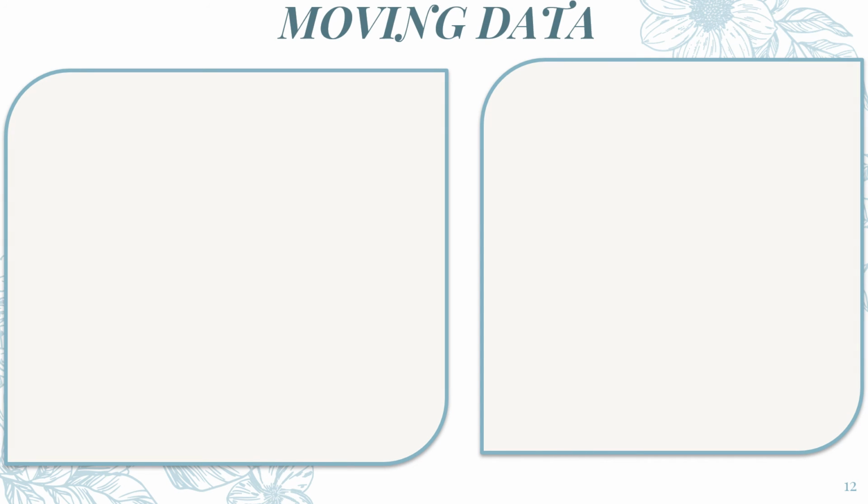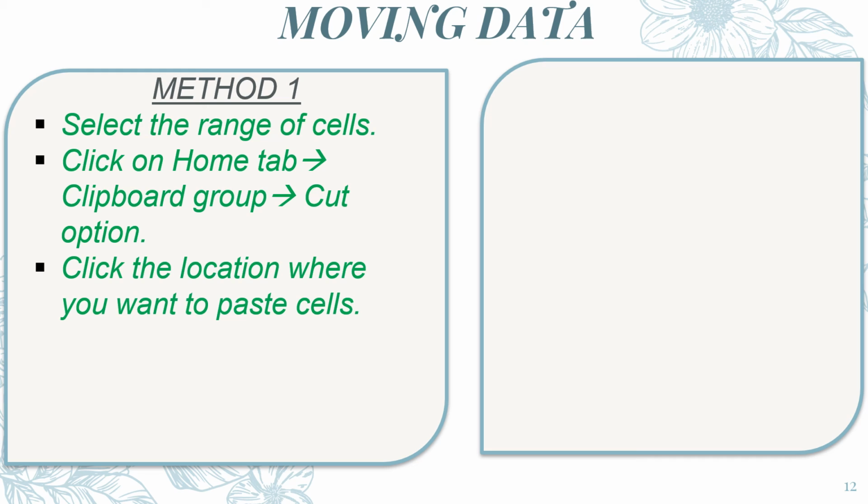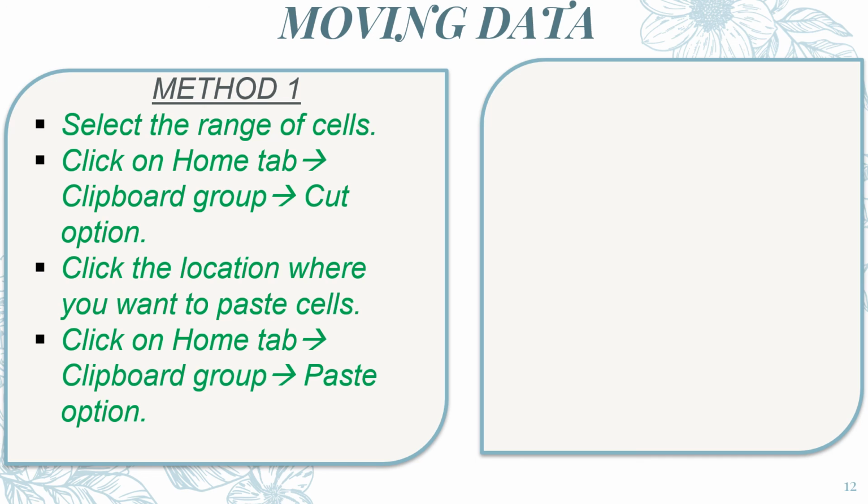Next is moving the data. Moving the data means changing the location of the data. You can move the data from one place to another in your spreadsheet, again by using two methods. First method is the cut and paste method. For this, you need to select the range of cells. Then click on Home tab, Clipboard group, Cut option. After that, click the location where you want to paste the cells. Then again click on Home tab, Clipboard group, Paste option. Clear? This is your first method.